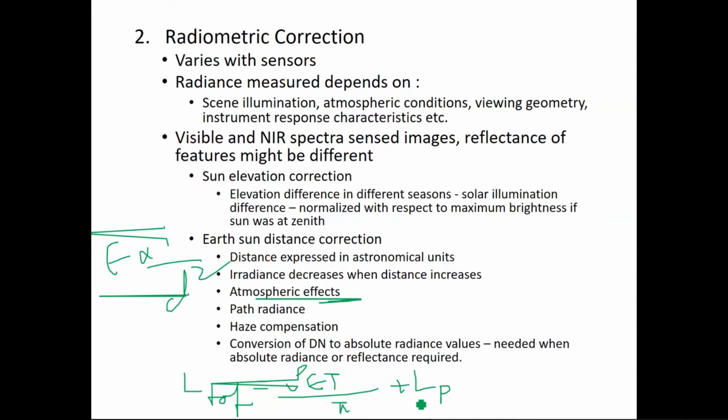Does anyone remember this equation? We have seen this in atmospheric effects. That means the total spectral radiation measured by a sensor is a function of the object reflectance, object irradiance and transmission of the atmosphere, and some extra irradiance which is due to the scattered energy in the atmosphere, that is also sensed by the sensor. So this also has to be corrected. So how do you correct that one? How can we correct this?